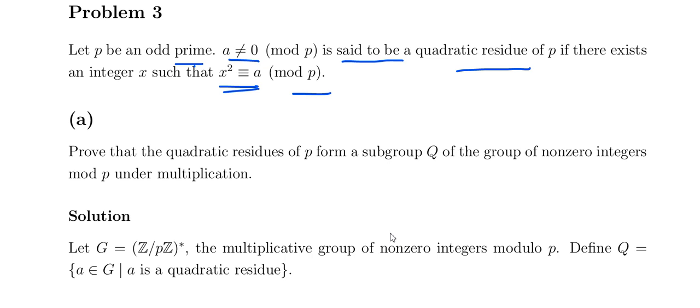The quadratic residues of p form a subgroup Q of the group of non-zero integers modulo p under multiplication. This may be a result.